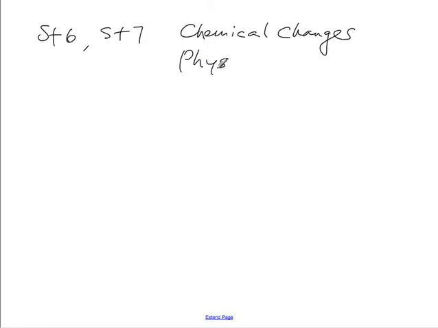standards in stoichiometry, ST6 and ST7, for anybody who's watching this who might not know what this is about. Today, basically, what we're going to be talking about is chemical changes and also physical changes. Okay, I'm Mr. Sakaguchi, and here we go.